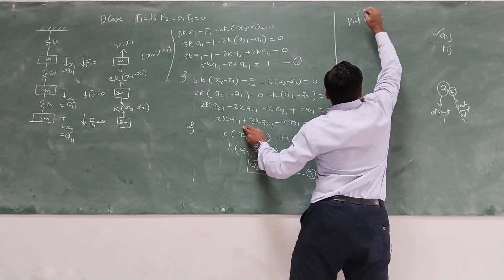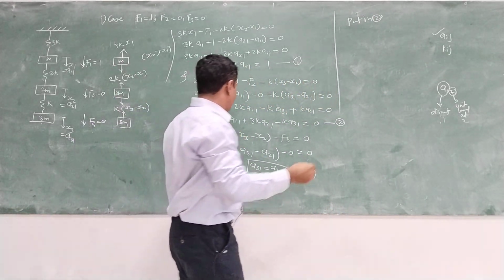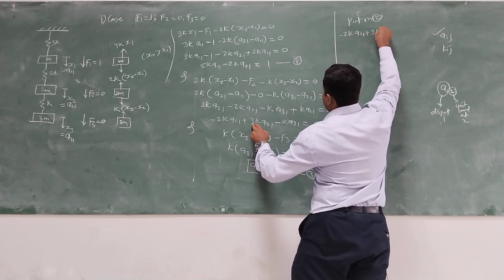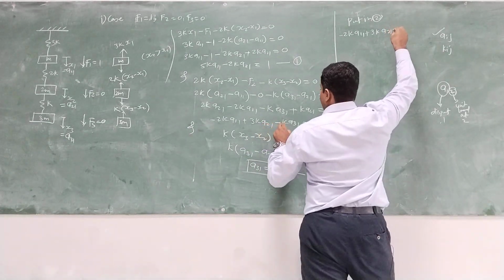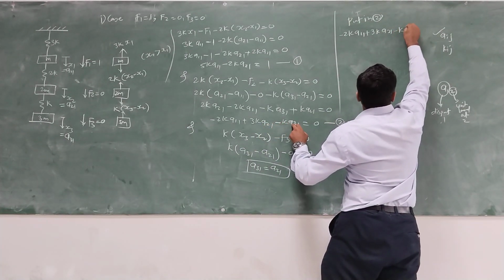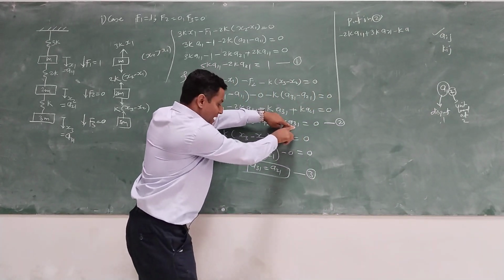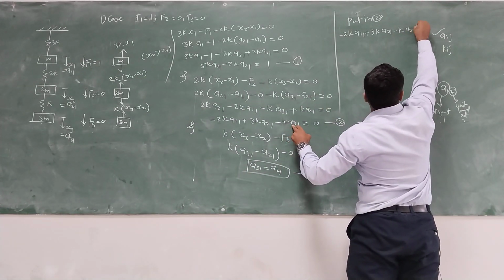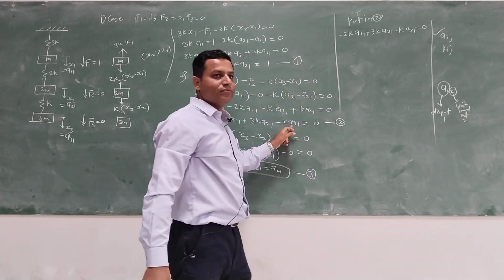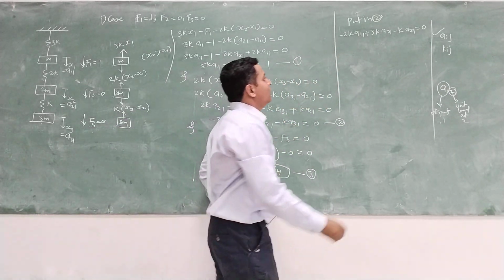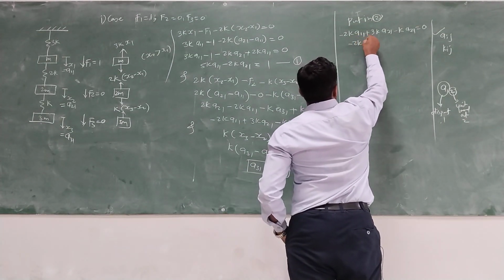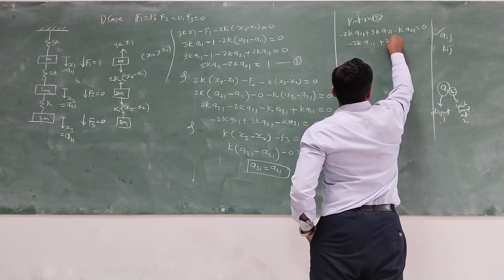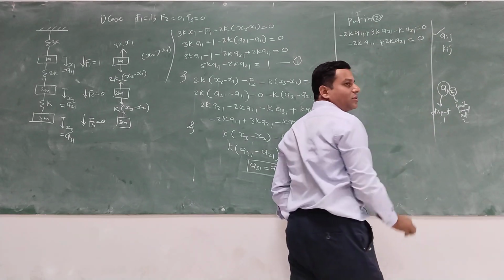Put in 2. So equation 2 will become minus 2k A11 plus 3k A21 minus k A31. Now I am going to put the value of A31. A31 is equal to A21. So minus k A21 is equal to 0. I only put the value of 31. Now simplify this one. So minus 2k A11, 3k minus 1 means plus 2k A21 is equal to 0.